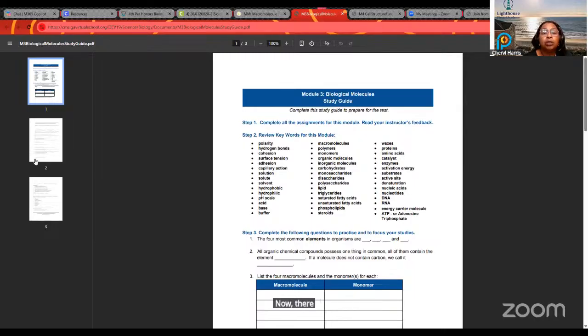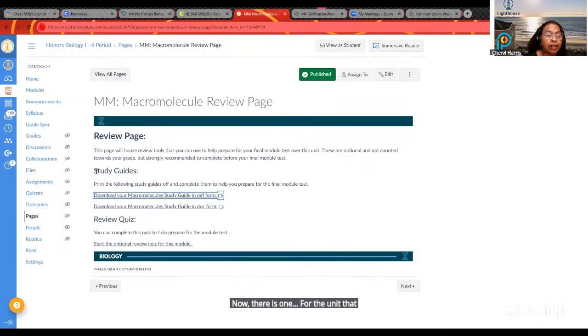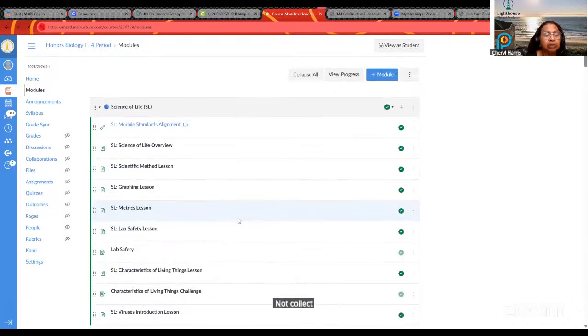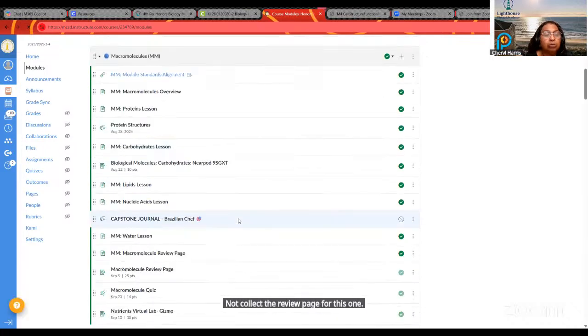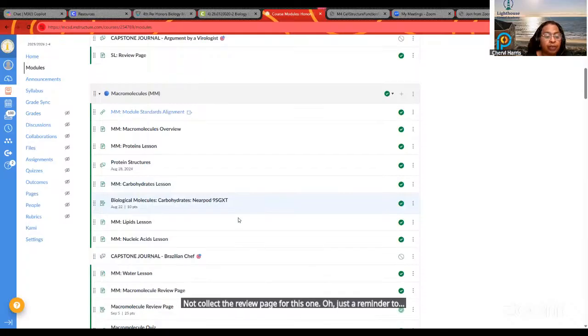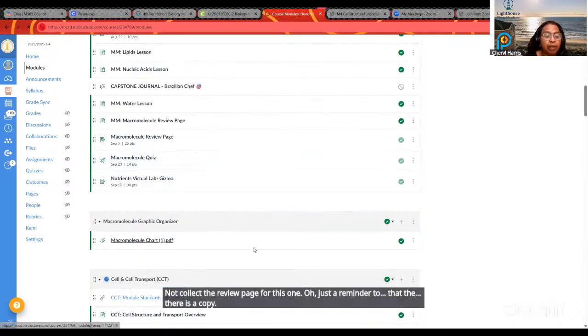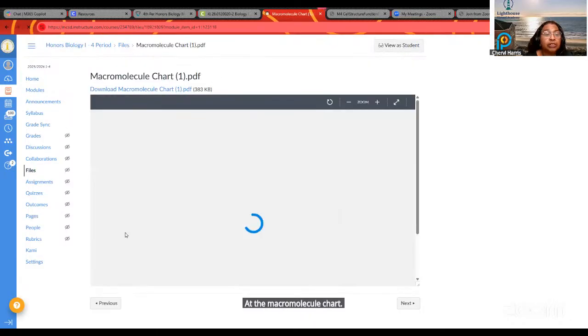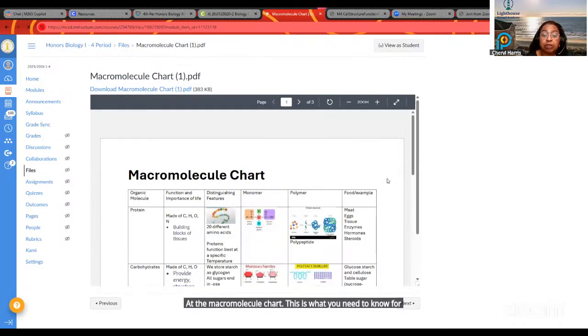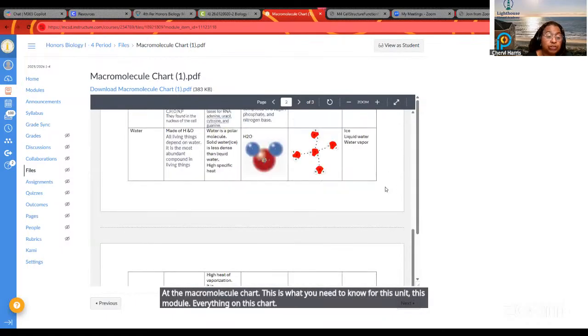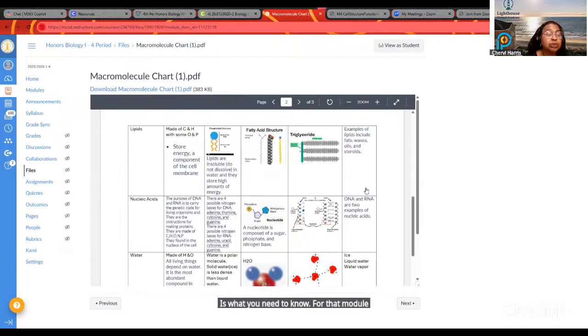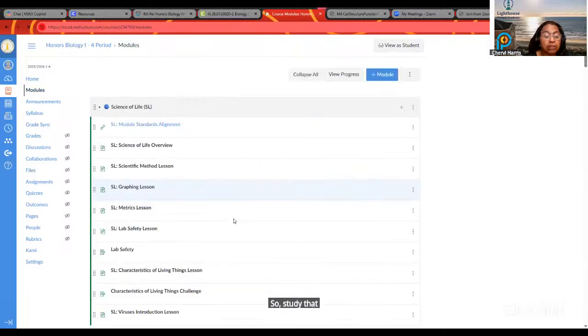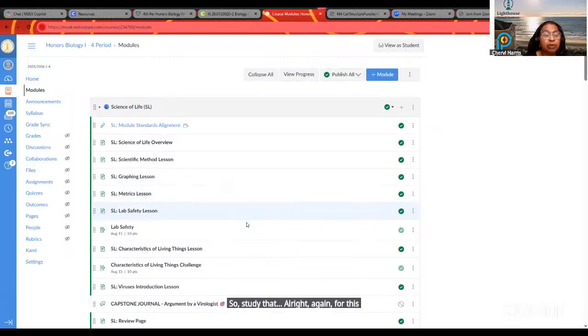Now there is one for the unit that we're on now, but being as we're doing the worksheet for cell transport, we are not going to collect the review page for this one. Just a reminder too that there is a copy of the macromolecule chart. This is what you need to know for this unit, this module. Everything on this chart is what you need to know for that module. So study that.